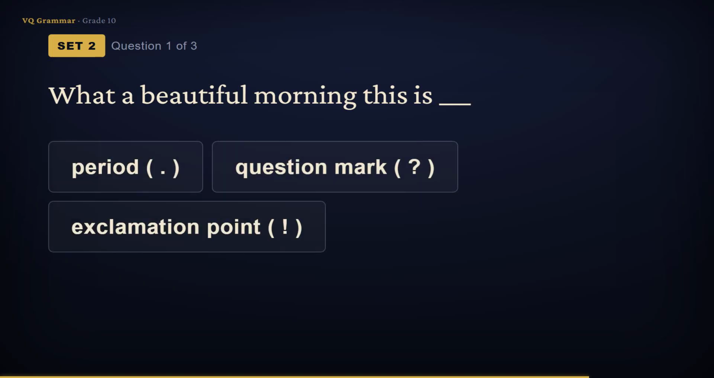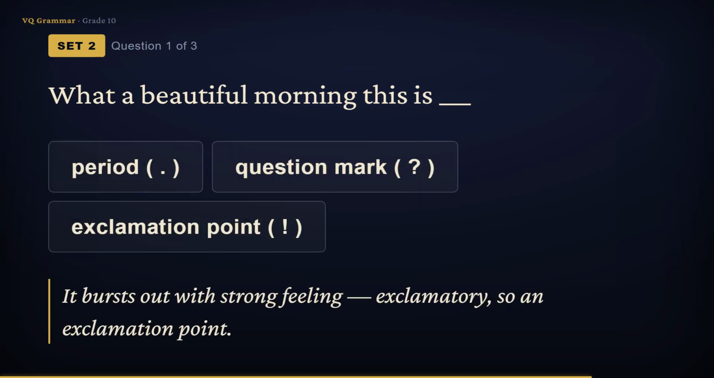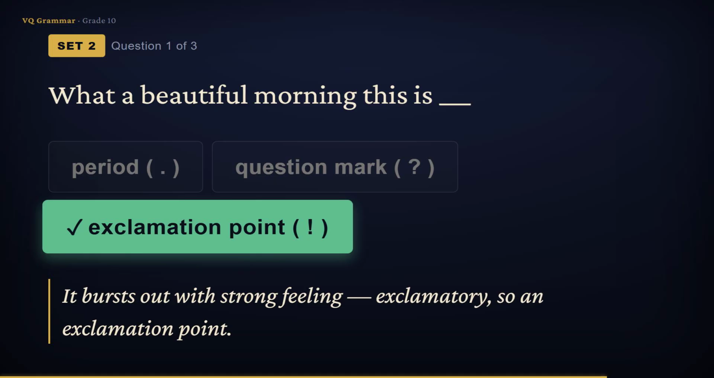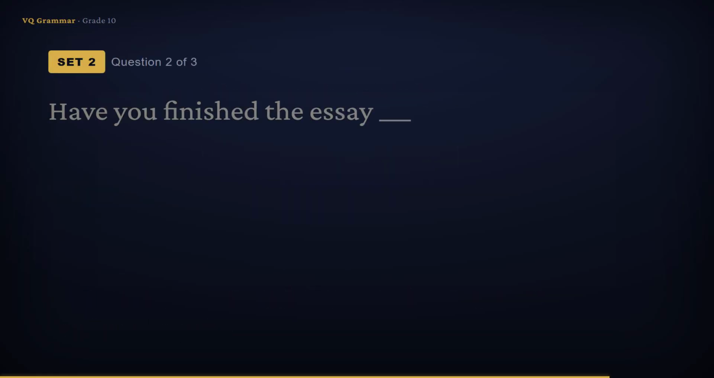What a beautiful morning this is. Hear the lift in that sentence? It is not a calm report of the weather. It is a burst of delight. The purpose is strong feeling, which makes the sentence exclamatory, so it takes an exclamation point.